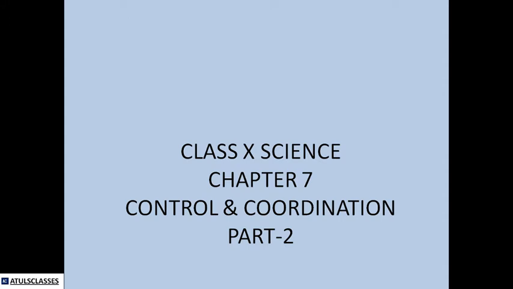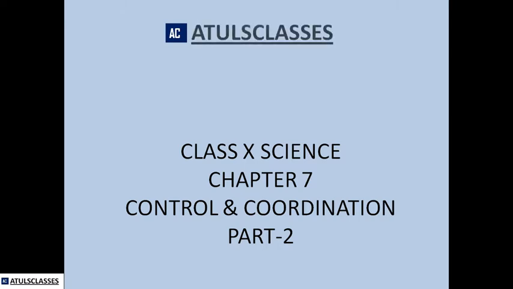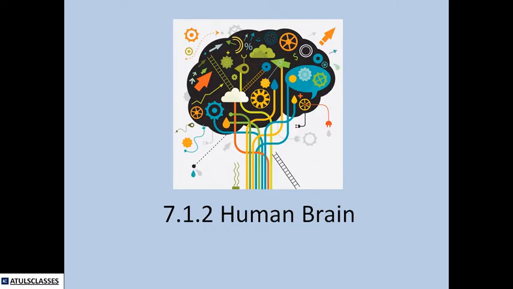Today I am taking chapter 7, Control and Coordination of class 10 Science, and this is the second part we are doing. The first part we discussed reflex action and the structure of neuron and neuromuscular junction. Welcome to the class. So this video mainly deals with the human brain and the cause of nervous action.